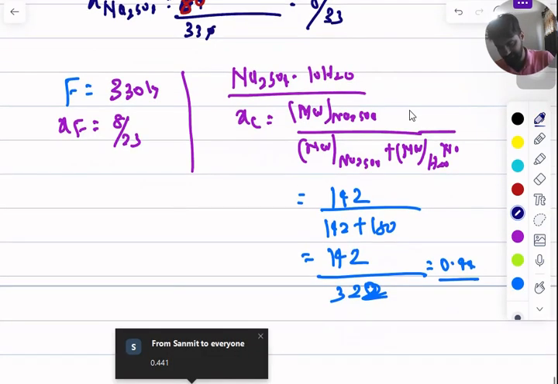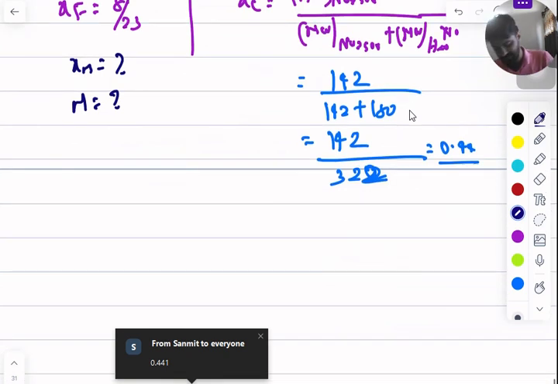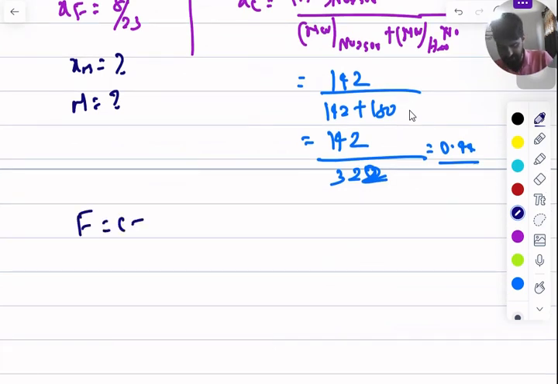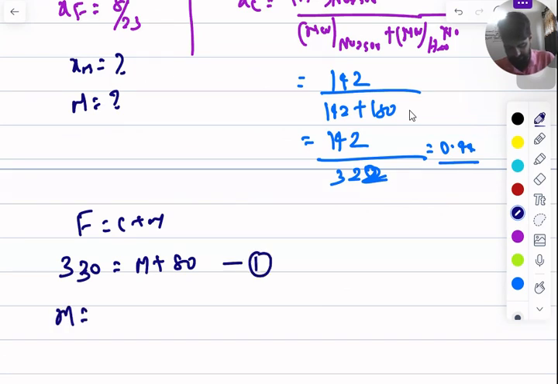Now you don't know XM. You are supposed to calculate XM. And M also you don't know. So first what will I do? I'll write this balance. F is equal to C plus M. So F is your 330, that is equal to M plus C, which is your 80. Is that clear? This is equation first. What is M? M will be equals to 250. So you have calculated M.